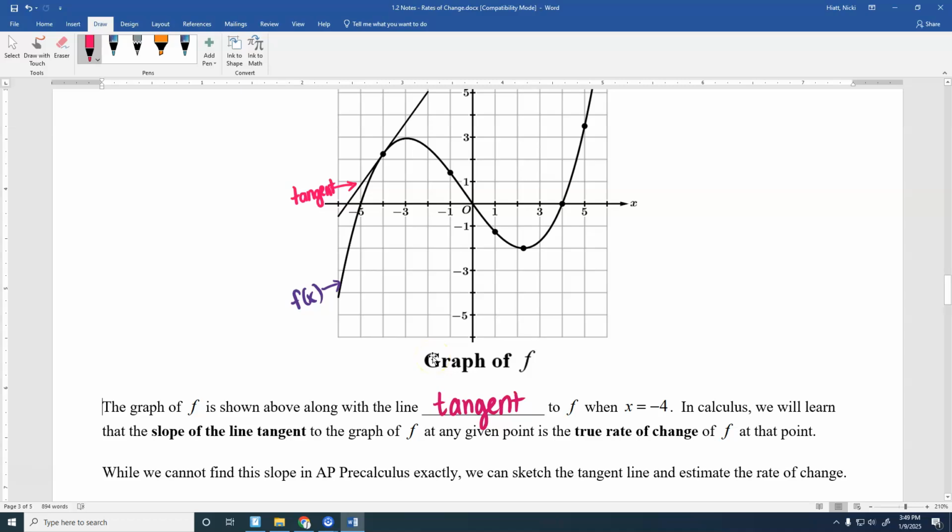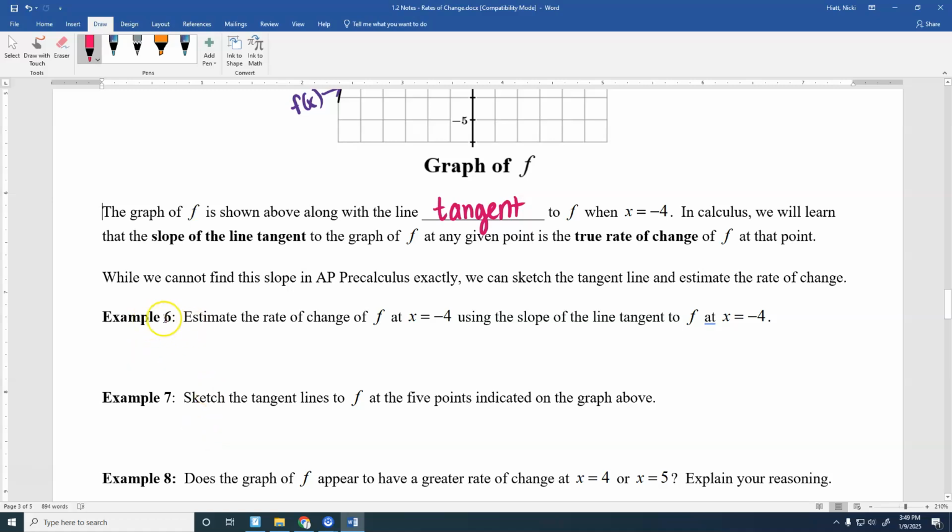In calculus, we will learn that the slope of the line tangent to the graph of f of x at any point gives our true rate of change at that point. However, we can't really do that with AP Precalc, but we can sketch it and guess. So that's a strategy that we're going to be using here.